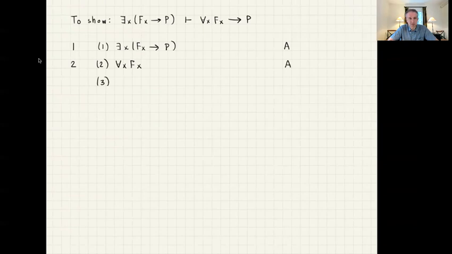Okay, now you should probably be getting used to this game at this point. On line 1, I have an existential. Now I'm going to write an instance of that existential: if Fa, then P. This is a new assumption. It doesn't follow from line 1. I'm using the assumption on line 3 to argue about what is true for any case of the existential on line 1. Now I can invoke line 2, which says everything is F. So a is F.